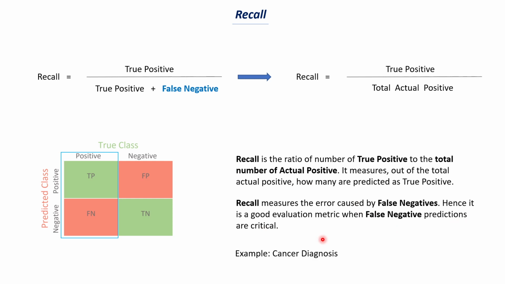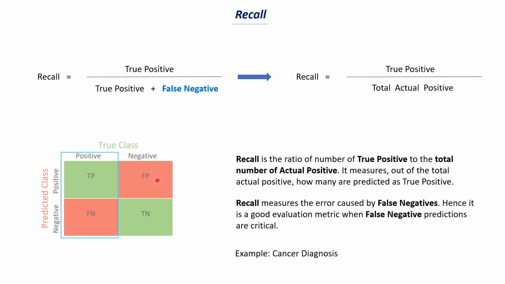One such example is diagnosis. Let's consider a serious disease like cancer. Say we are building a machine learning or deep learning model that can predict whether a person has cancer or not. In this case, a true positive means a person has cancer and the model predicts that this person has cancer. A false positive means the person doesn't have cancer, but the model wrongly predicts that the person has cancer.